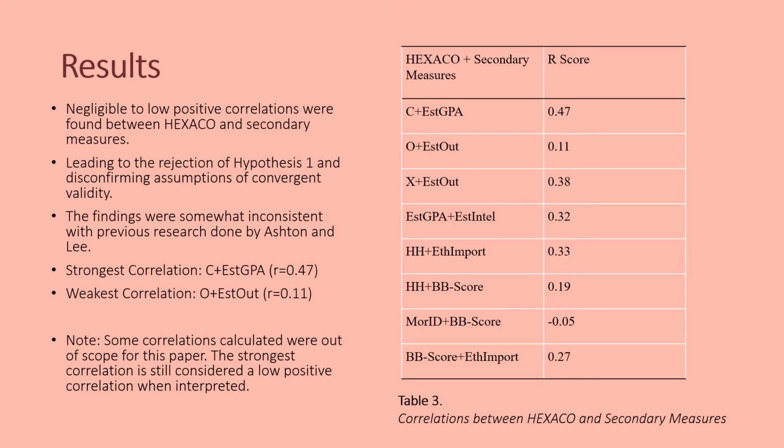Here we have our strong and weak variables, with conscientiousness and estimated GPA being the strongest. And note that not all these results are within the scope of the paper, so you can just ignore the last 4 on the chart there.